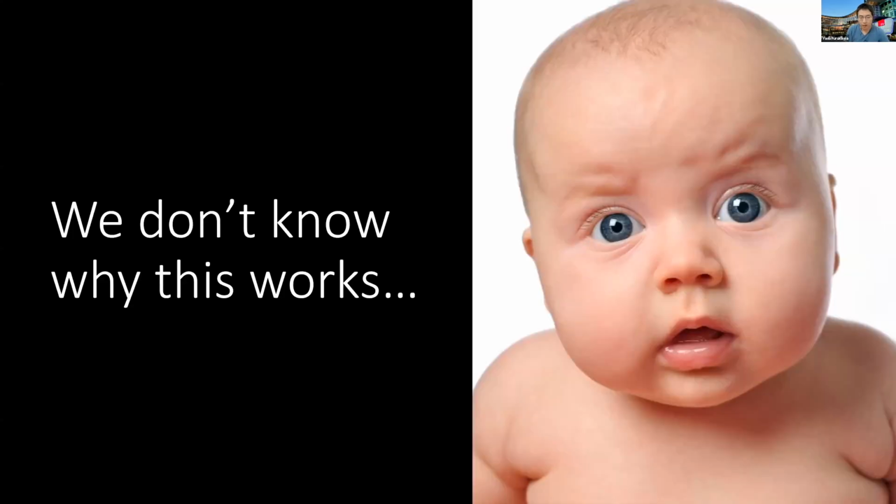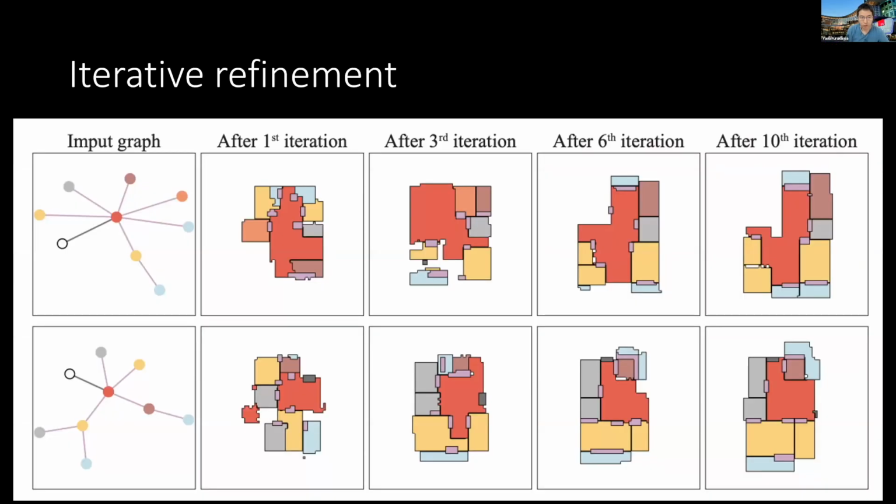Again, we don't know why this trick works, but it actually works much better. So this is the refinement result. The input is a graph, a bubble diagram. After the first generation, we get these, so many room shapes are corrupted. Just keep refining, and at the end we get this. Or another bubble diagram, we keep refining. Usually the room boundaries become straight, aligned, and it looks like a floor plan.